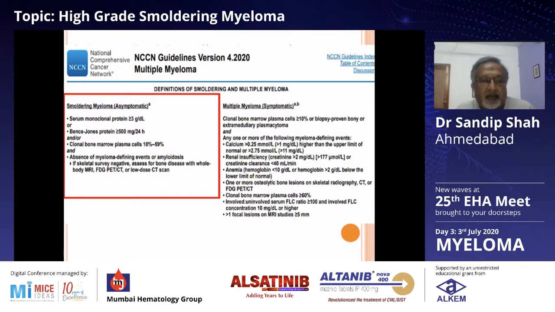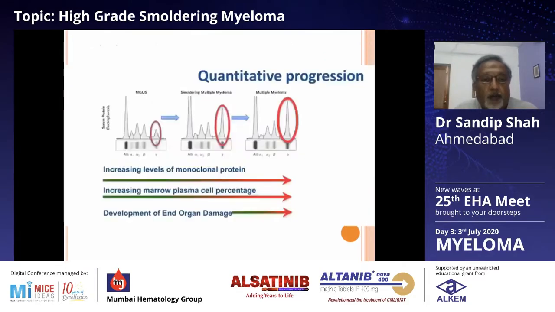NCCN has also the same definition, but with absence of myeloma defining events or amyloidosis. And if the skeletal survey is negative, then assessment for bone disease with whole body MRI or low dose CT scan or FDG PET CT scan should be done, and only then should it be stamped as smoldering multiple myeloma.